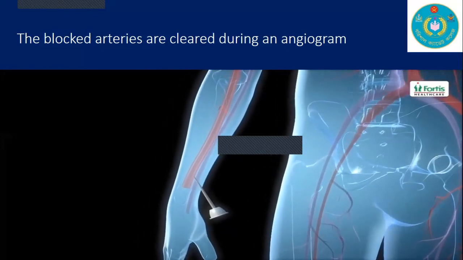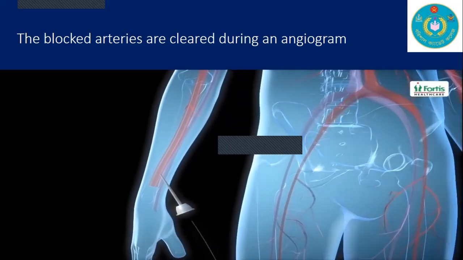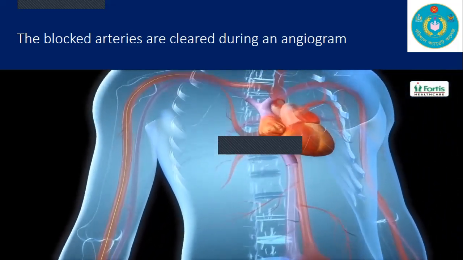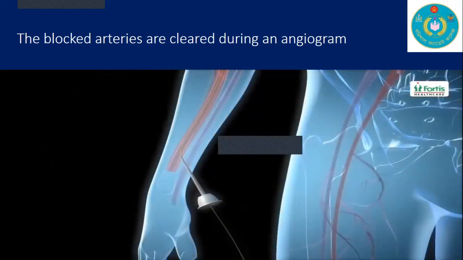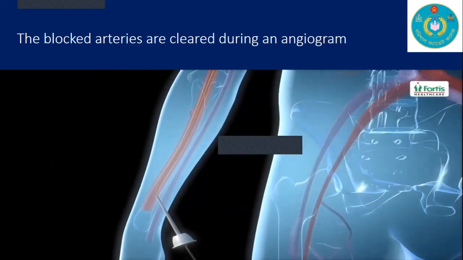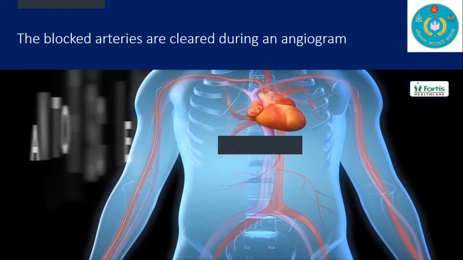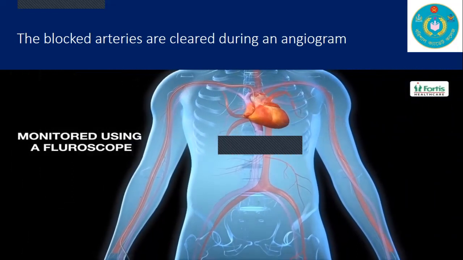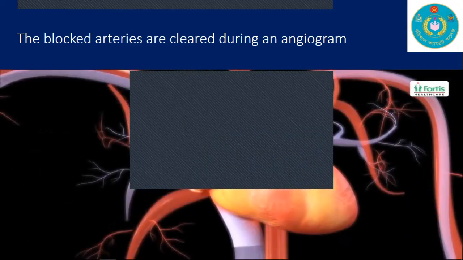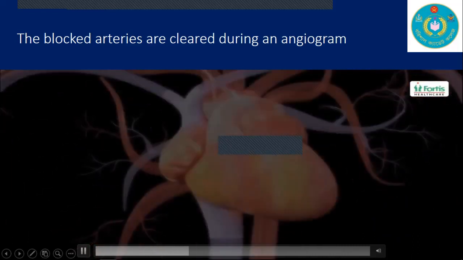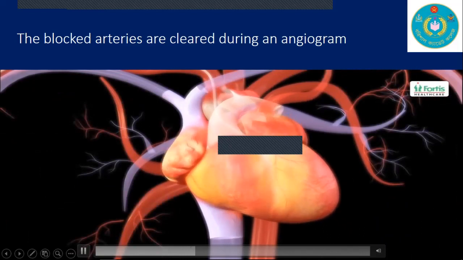A needle is inserted through the wrist into the radial artery. A guide wire is then passed through the needle and guided through the arterial system up to the heart. A flexible catheter is slipped over the wire and threaded up to the heart. This is monitored using a continuous X-ray imaging device called a fluoroscope. At this point, the guide wire is removed and the tip of the catheter is positioned to enter the coronary artery.